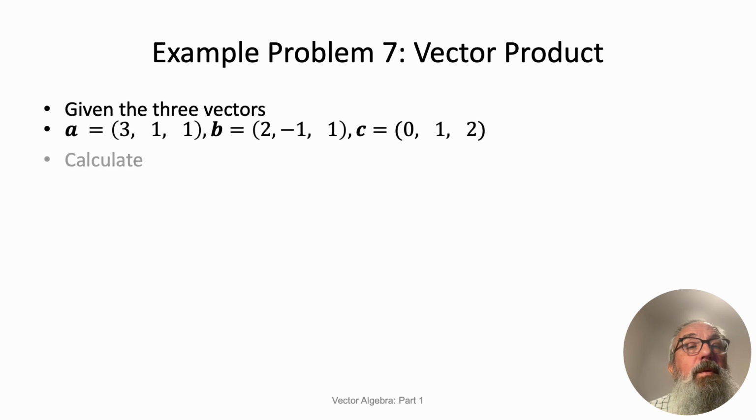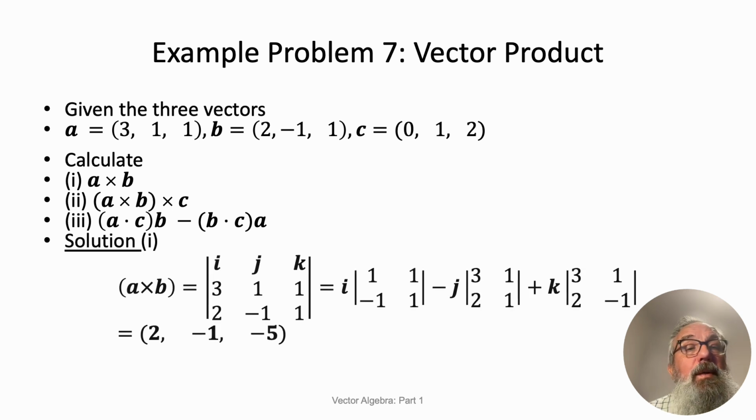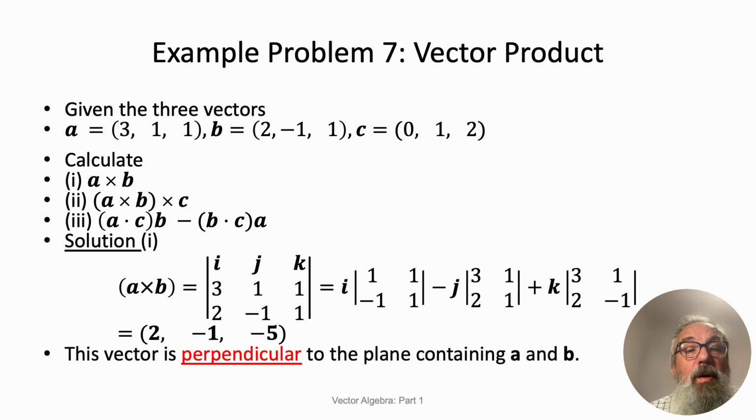So we've got the vector triple product, three vectors: A cross B cross C equals A dot C times B minus B dot C times A. Remember, A dot C is going to give you a scalar. Solution 1. Well, we simply expand in the determinant form. You should get familiar with this. This vector is perpendicular to the plane containing A and B. So it's at right angles to the plane containing A and B. It's normal to the plane containing A and B.